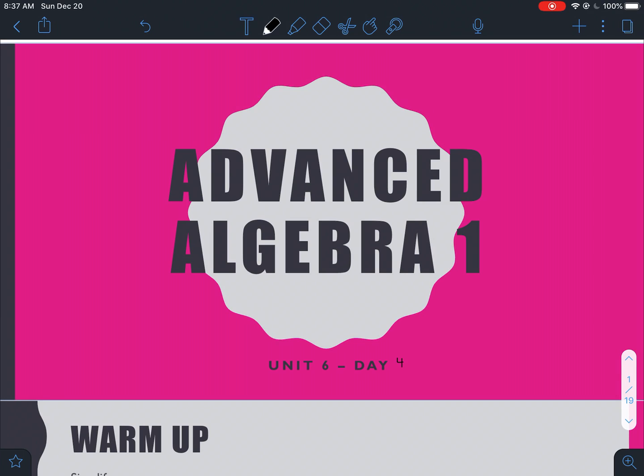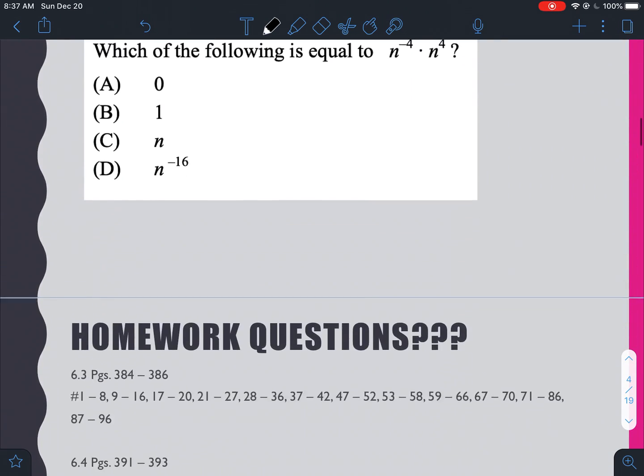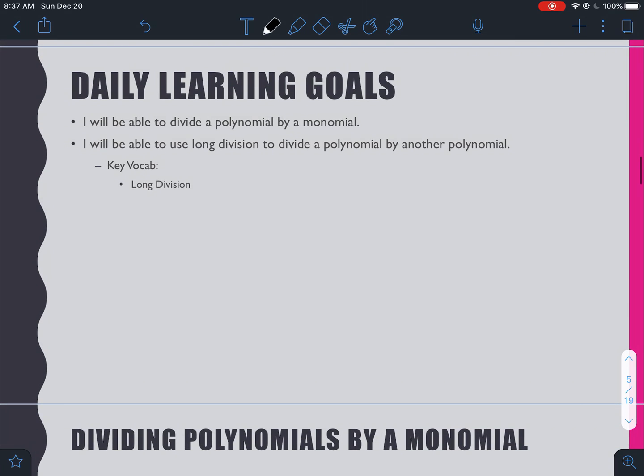These are your notes for Unit 6, Day 4 of Algebra 1. If you would like to see the warm-up, the review question, or any homework questions we covered in class today, just look at the finished notes.